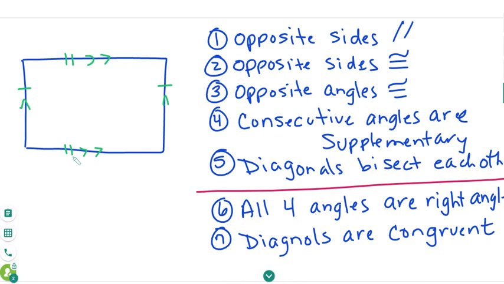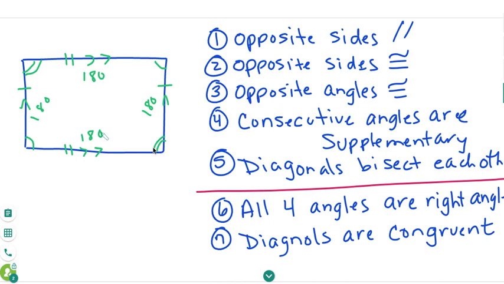Opposite angles are congruent. Consecutive angles are supplementary. So this angle and this angle will equal 180. This angle plus this angle will equal 180. This angle plus this angle will equal 180. And this angle plus this angle will equal 180.